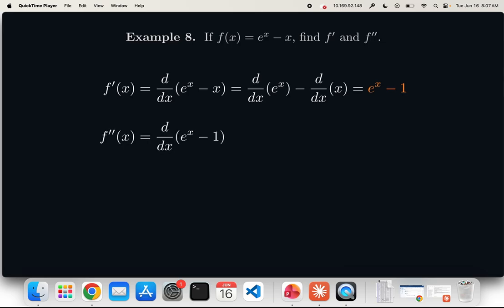And then to differentiate it the second time, you just simply differentiate the derivative. So you differentiate this, and this is called the second derivative. And so again, we just differentiate e to the x, and then you differentiate the 1, and then you subtract them. And differentiating e to the x is just e to the x, but differentiating a constant, the derivative of a constant, is just 0. And so this is the second derivative.